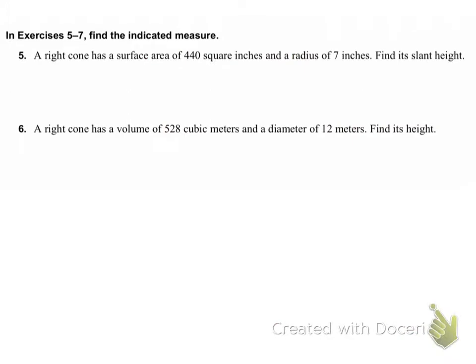Question number 5, a right cone has been given, the surface area is given, so it looks like we have to use the surface area formula here. Surface area is pi r squared plus pi r L. The surface area is given, that is S. Radius is given, that is our r. We have to find L. When I look at the expression, I have everything besides L, which we are supposed to find.